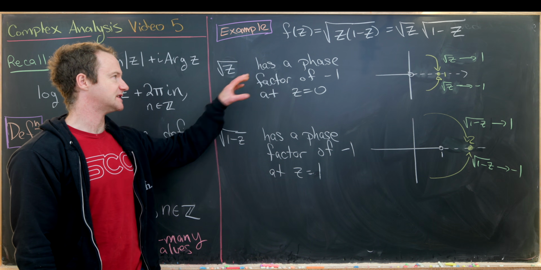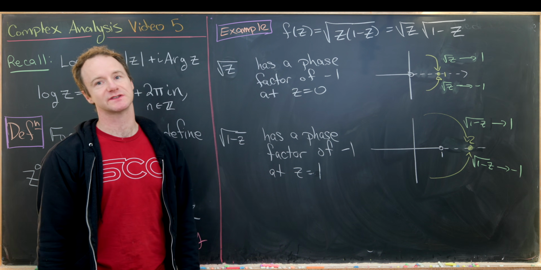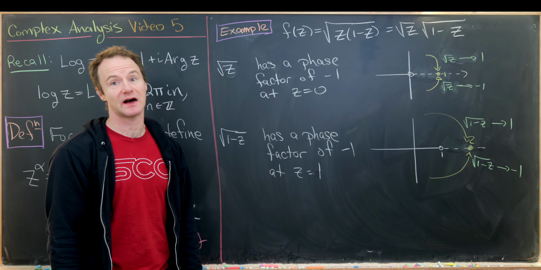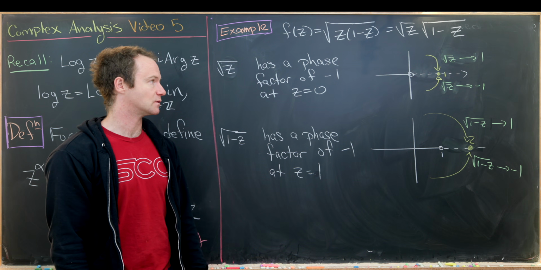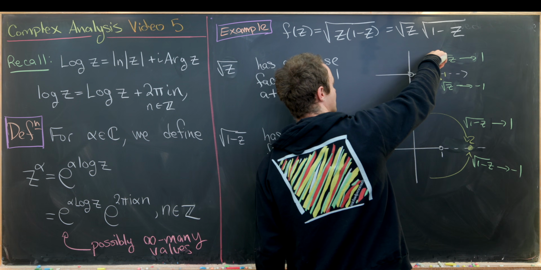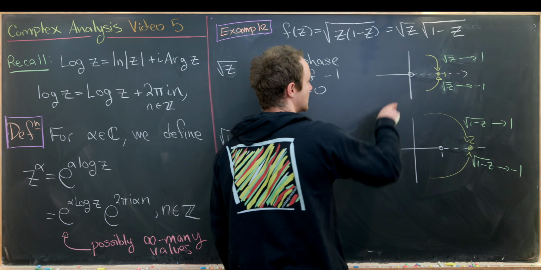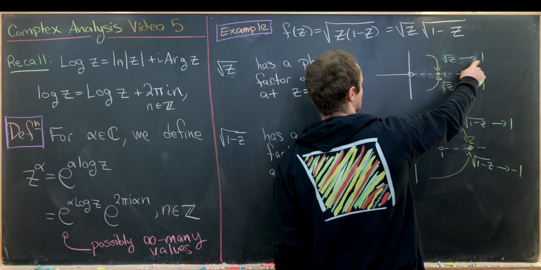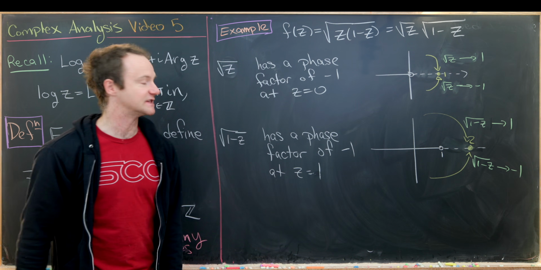So the square root of z has a phase factor of -1 at z equals 0. That's because e to the 2 pi i over 2 is e to the i pi, which is -1. And so if we approach this number 1 along the positive real axis from above along an arc versus below on an arc, our square root will approach 1 or -1. So that makes up for our phase factor.